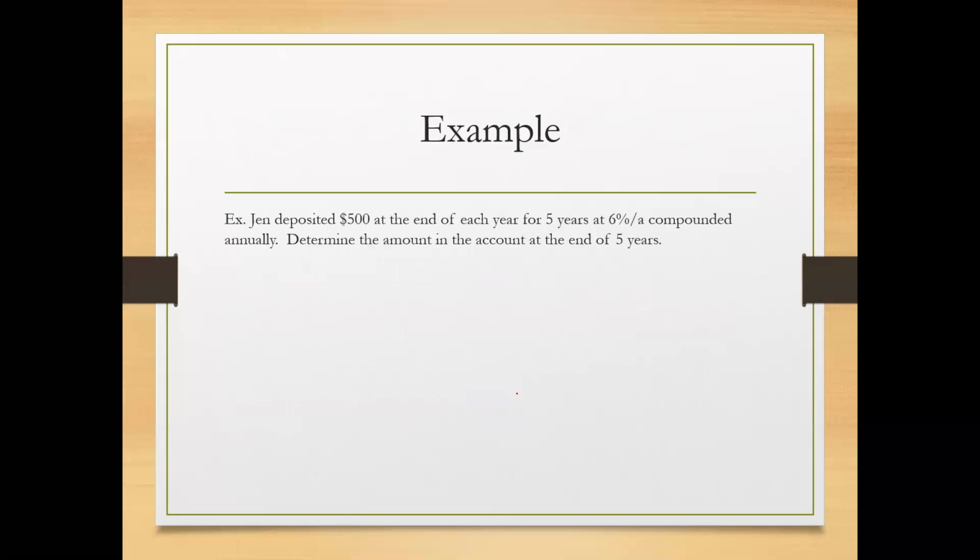So let's look at this first example. We are told that Jen deposits $500 at the end of each year for 5 years at 6% compounded annually. Determine the amount in the account after 5 years. This one's still pretty easy because it's annual.